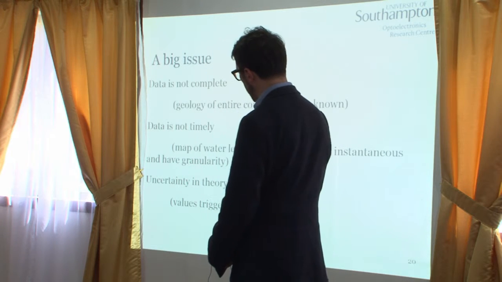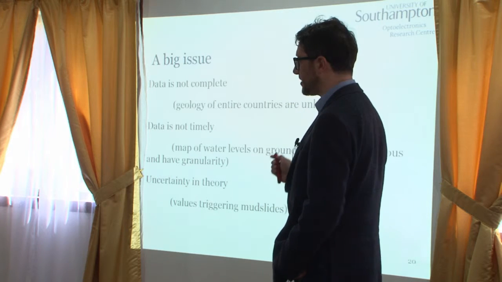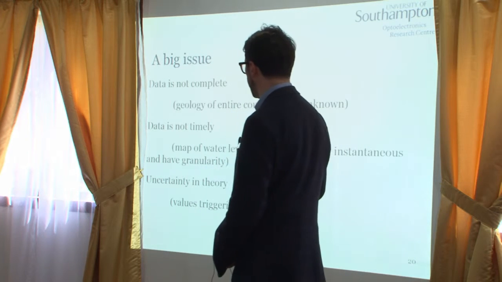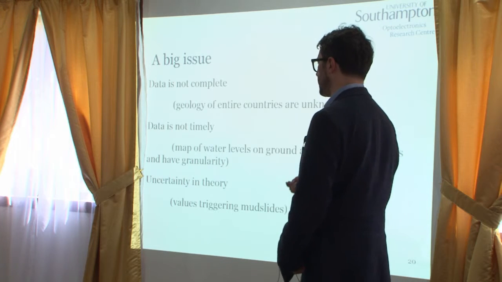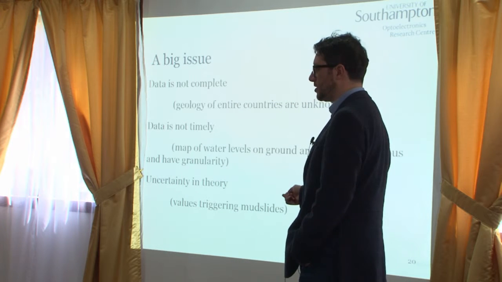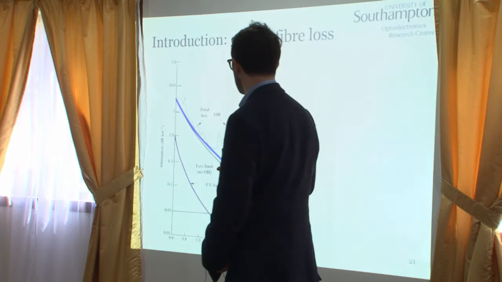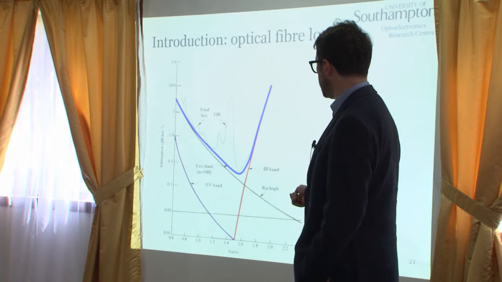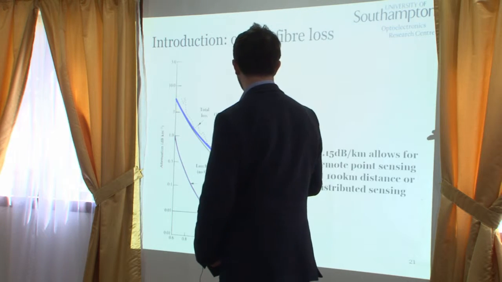And additionally, we also have an uncertainty in the theory. There is not really a perfect theory which gives the exact value for which we have a mudslide. This has many variables, including the density of the terrain and so on. And so it's difficult to have a good prediction of where the slides are going to be. So what we can do is actually to monitor in real time. And optical fibers can be useful because they have low loss. They have a loss of 0.15 dB per kilometer.